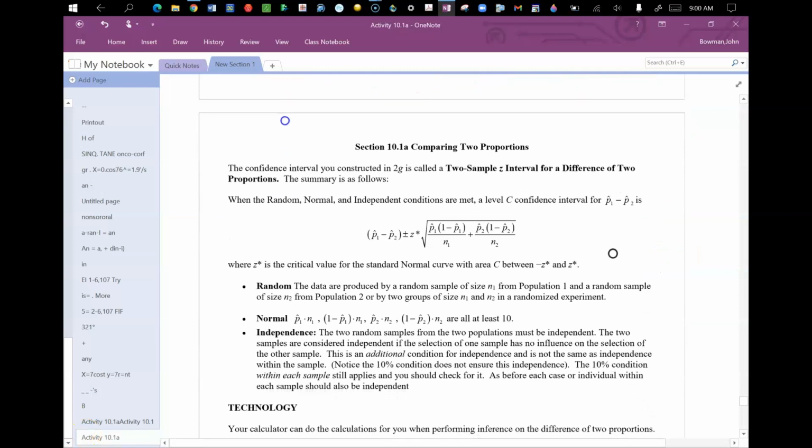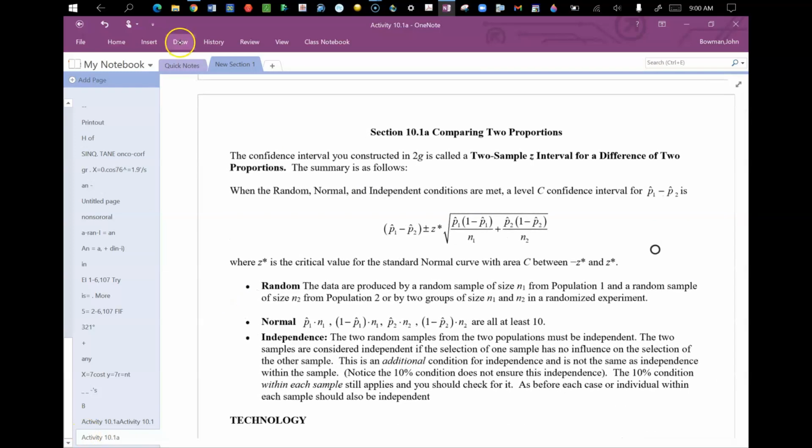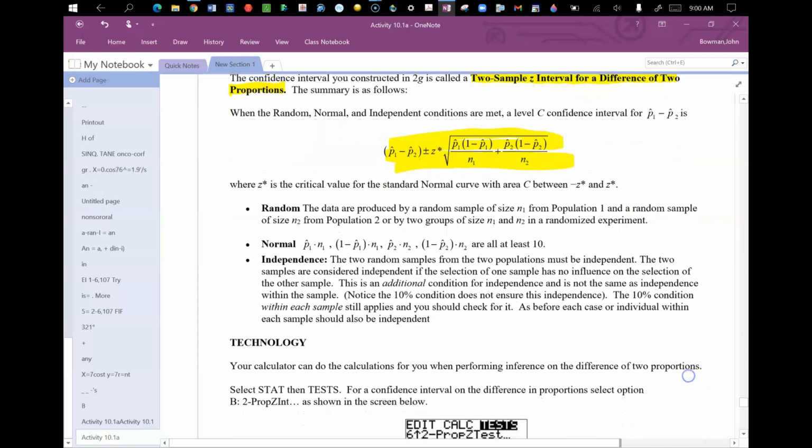So let's summarize this process. The process for estimating the difference in two population proportions is called a two-sample z interval for a difference of two proportions. The formula is given by this right here, which is not on your AP formula sheet, but parts of it are. What do you have to check?